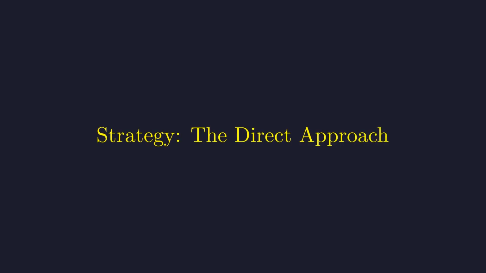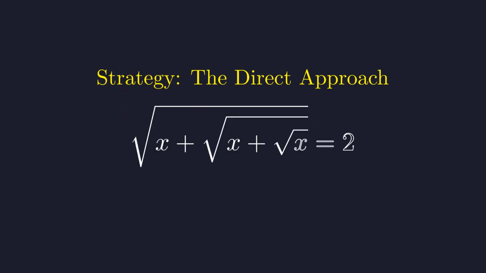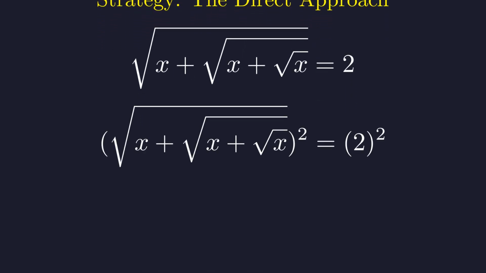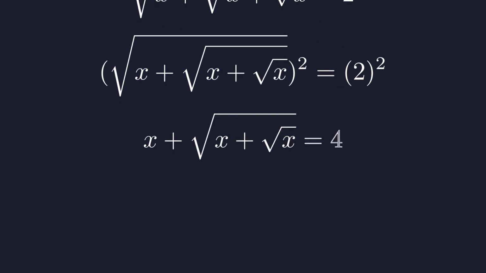The most direct strategy to solve an equation with square roots is to eliminate them. And the way to eliminate a square root is by squaring it. We'll start with our original equation. Squaring the left side will cancel the main square root. On the right, we'll evaluate 2 squared. This looks much simpler already.